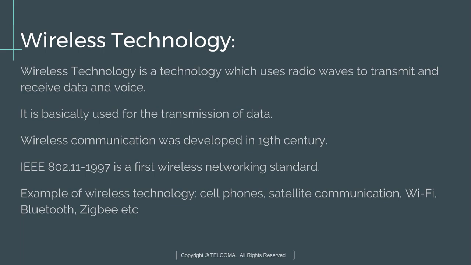IEEE 802.11 was the first networking standard made by IEEE, in 1997, to regulate wireless communication between devices. Examples of wireless technologies are cell phones, satellite communication, Wi-Fi, Bluetooth, Zigbee, etc. So these are the wireless technologies.